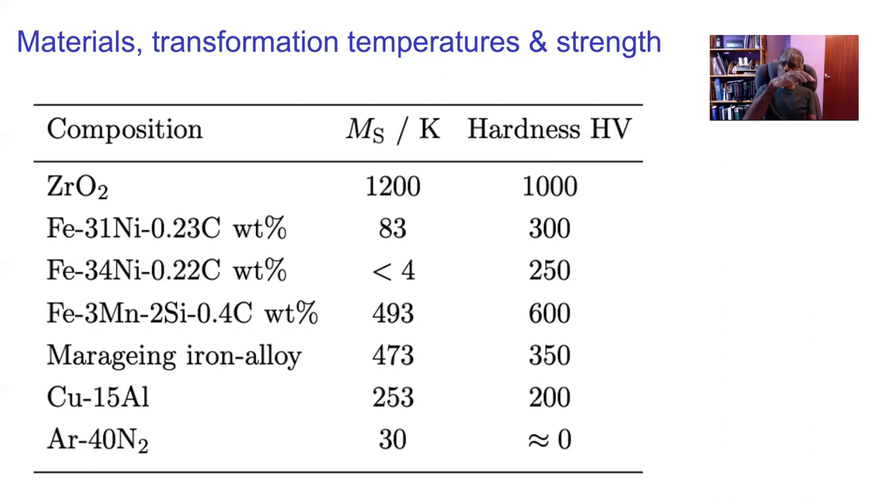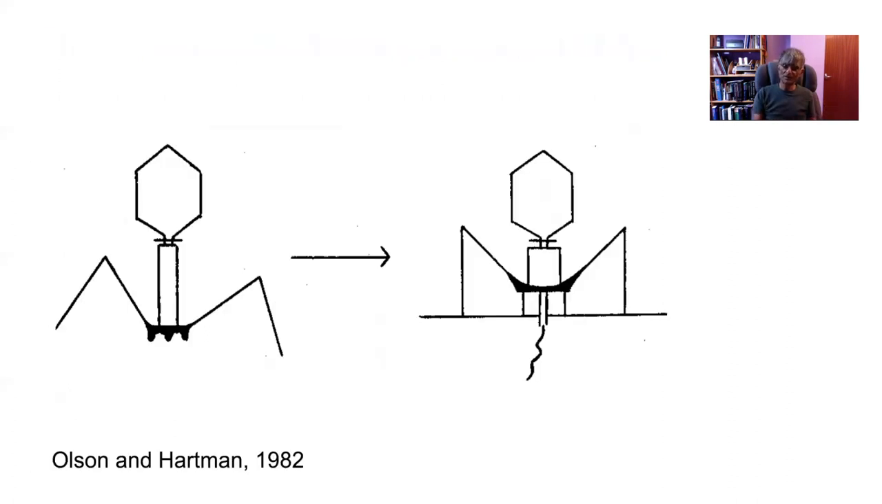You know, if you deform the parent lattice in order to obtain the product lattice, then clearly the shape of the crystal will change if there is no diffusion allowed. And this example is actually of a virus here, where there is a cylinder here, which operates as a hypodermic needle to inject a bacterium with the DNA from the virus, and then that can multiply inside the bacterium.